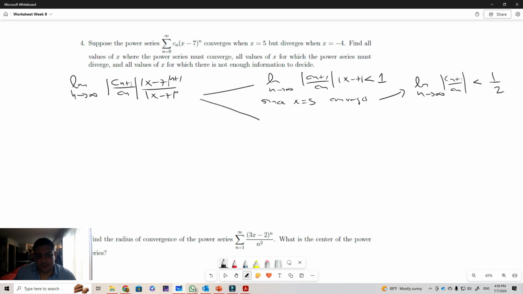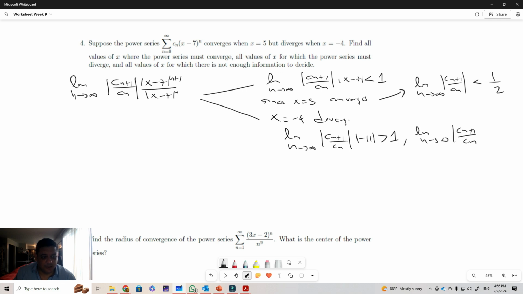Now, when x equals minus 4, it diverges. So I have that this limit is going to be bigger than 1. So the limit when n goes to infinity of Cn plus 1 over Cn, and if I plug in minus 4, I'm going to have minus 11, and that should be bigger than 1. So the limit when n goes to infinity of Cn plus 1 over Cn is bigger than 1 over 11. And so that's going to give me some inequalities that I can use in general.